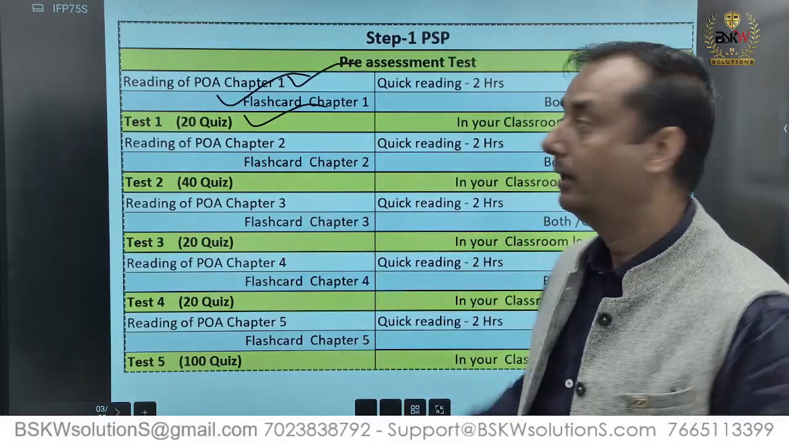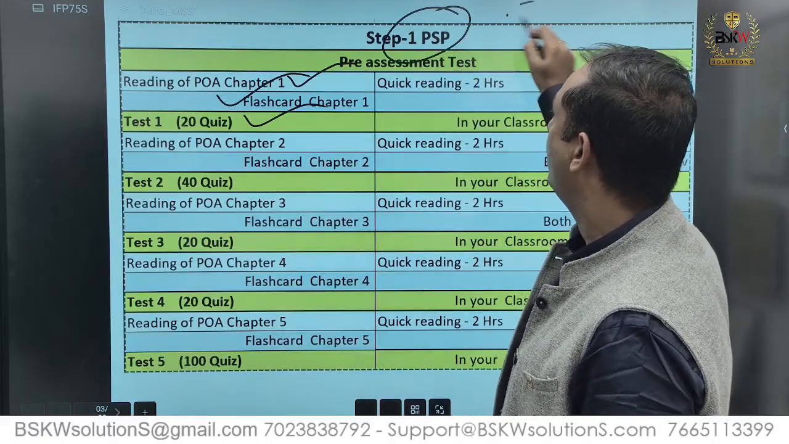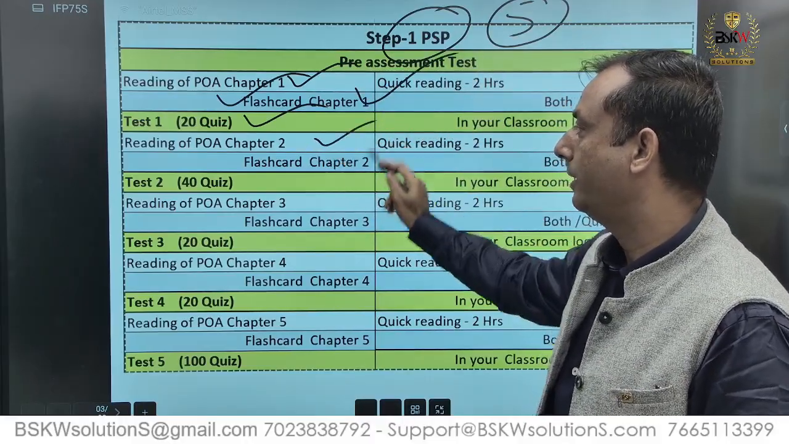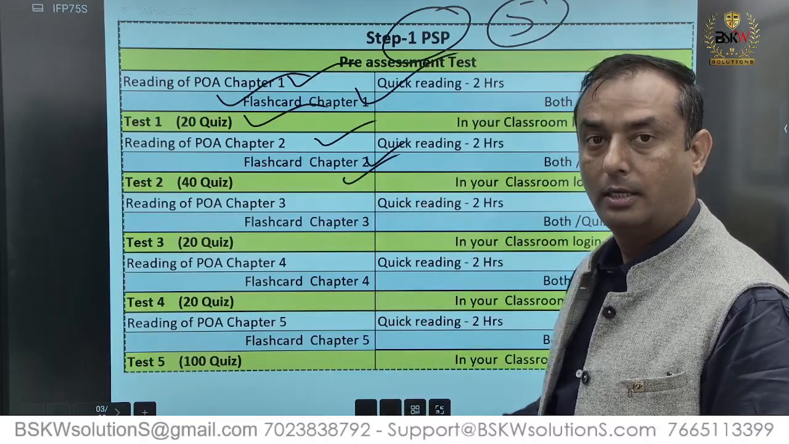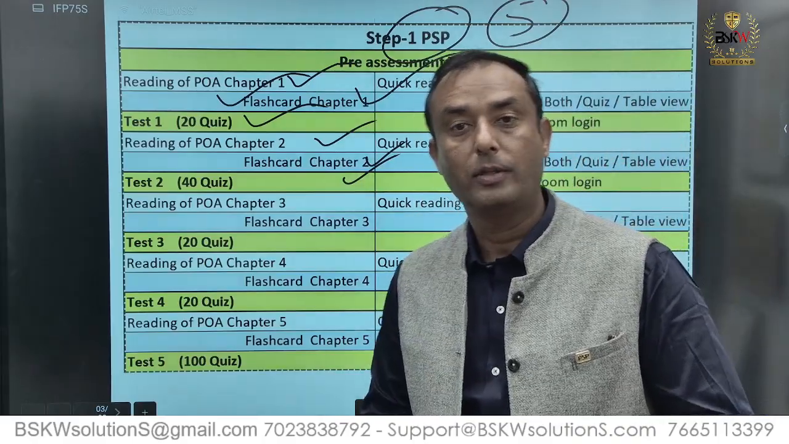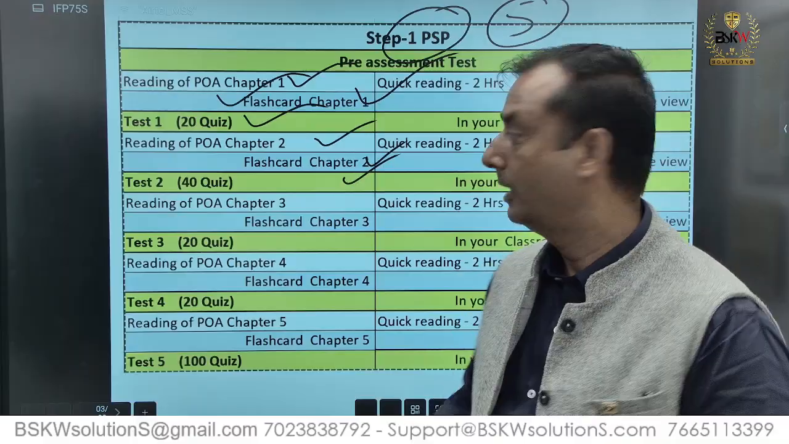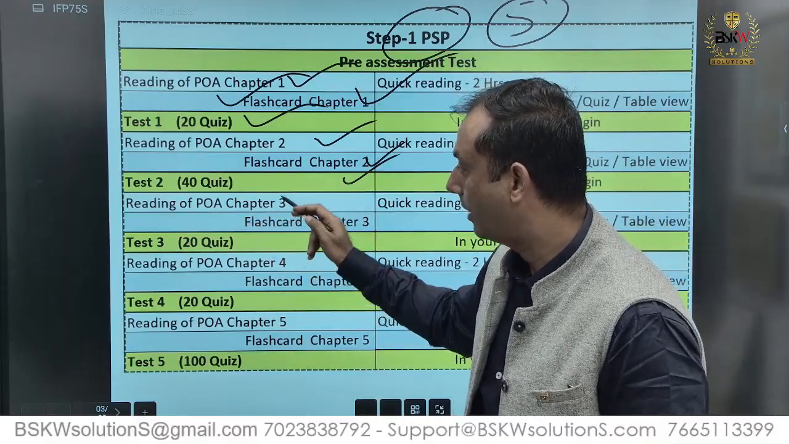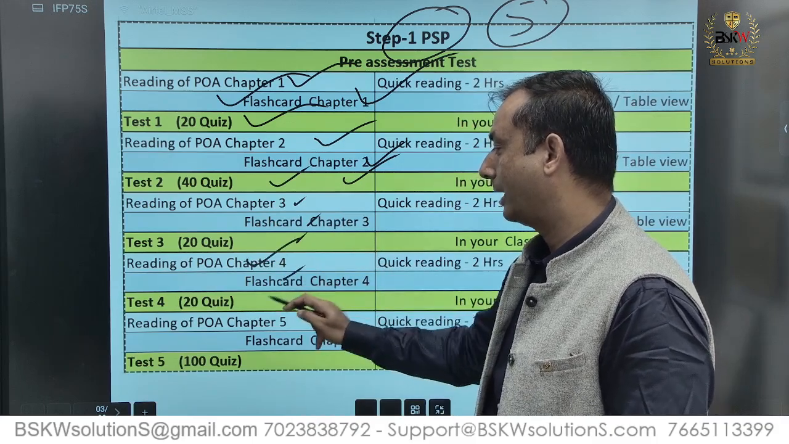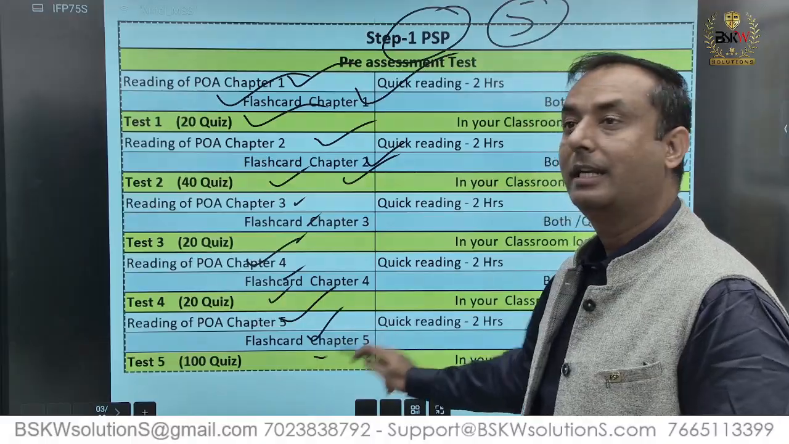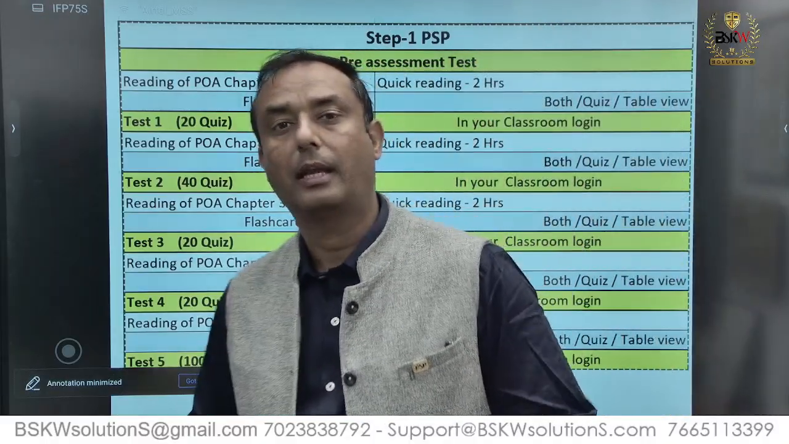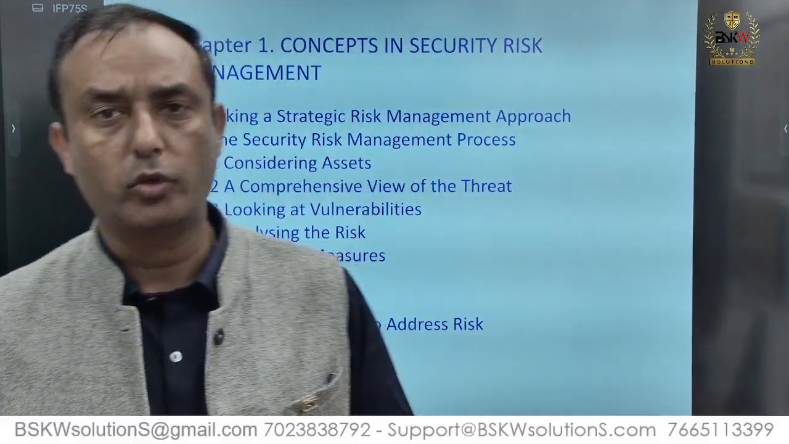In this step 1, only 5 chapters are there. Out of these, we'll finish chapter 1, then chapter 2 quick reading, followed by flashcard test. These tests are in your classroom login. You have separate login details where you log in, you create your passwords, then select test number 2. Once it's finished, go for chapter 3 flashcard test, chapter 4 flashcard test, chapter 5 flashcard and test. The number of tests and quizzes may vary from chapter to chapter, so no issue on that part.